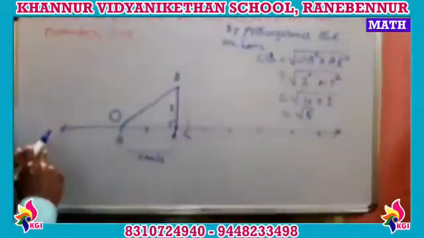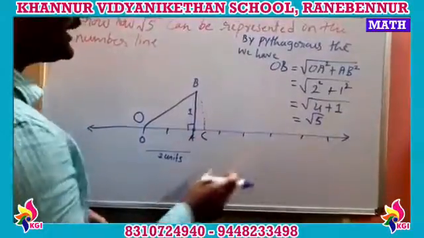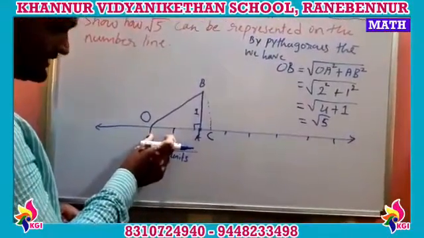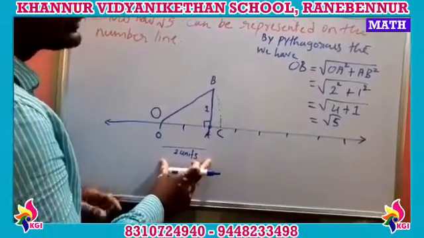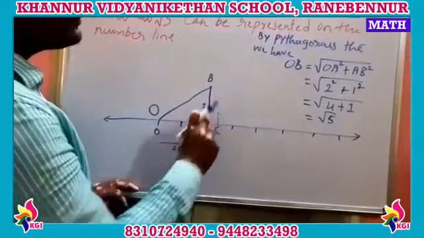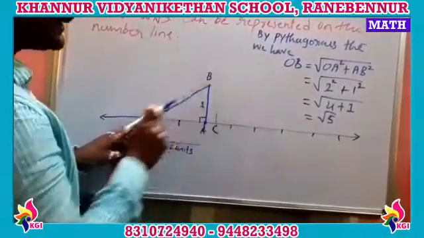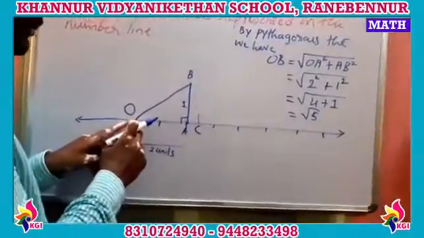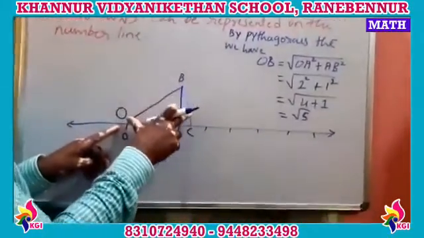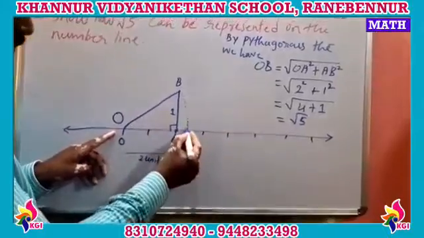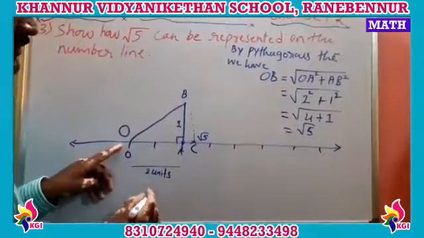How? You have to take a number line and make it 1 centimeter. Then take that 1 centimeter length twice, that becomes 2 units. Then vertically take 1 centimeter unit. Then take OB as the radius. The center will be O. From there, take O as the center and trace the arc. So this point is for us the square root of 5, not A.